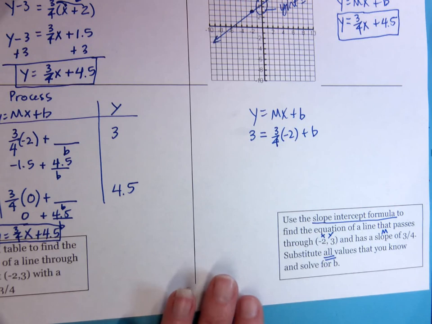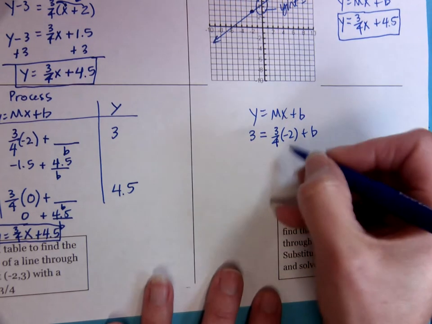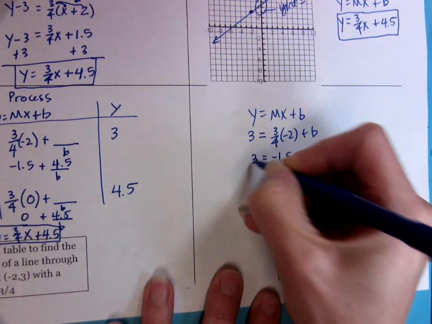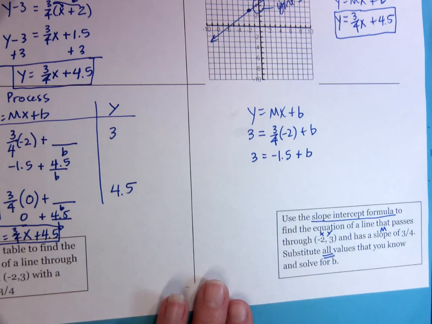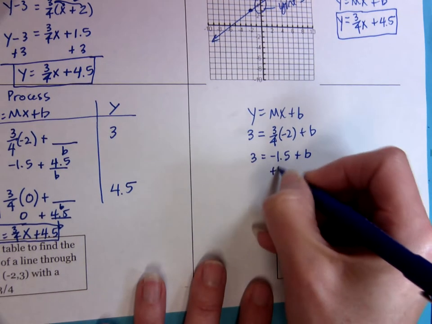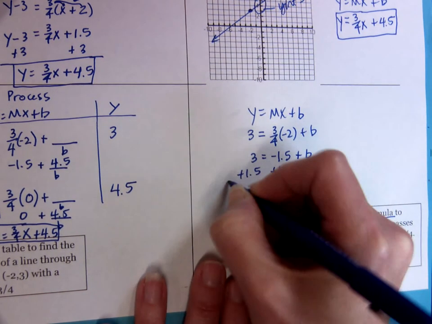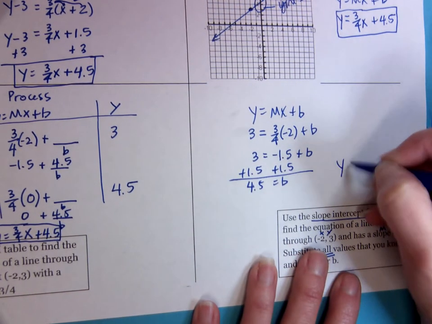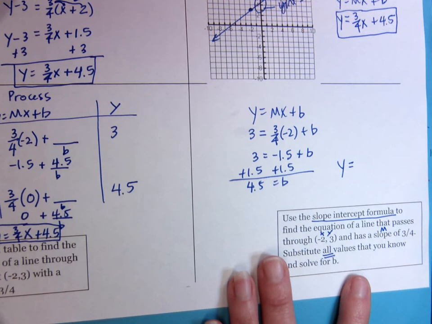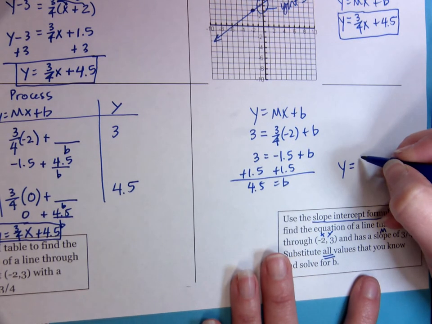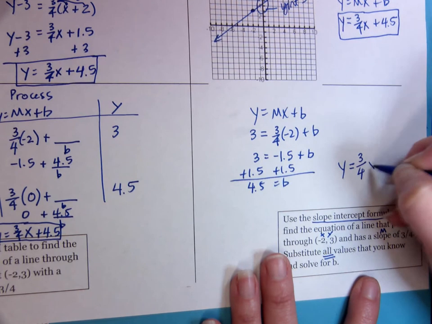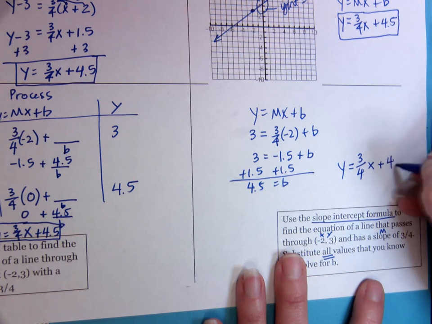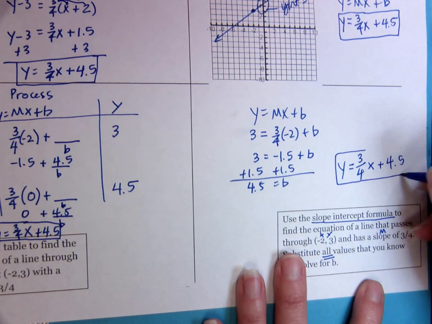So what is 3/4 times -2? -1.5. And then what? Add 1.5. So 4.5 is your b. But we just have to finish it by writing the final equation. What's the m? 3/4 x plus, what did we find the b to be? 4.5. Is that the same as we got all 3 other times?